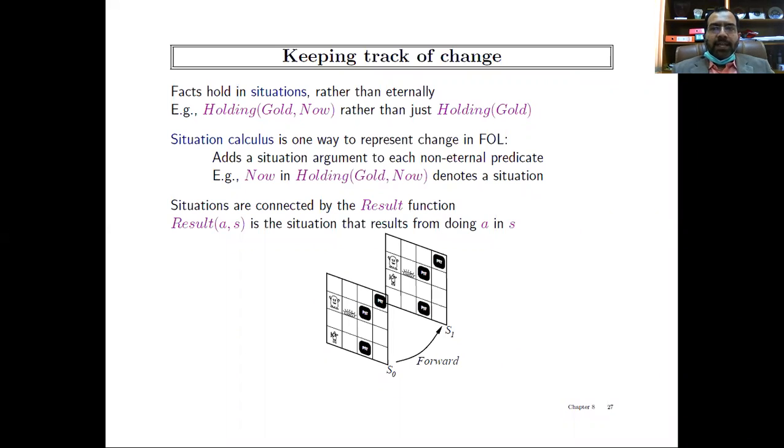Keeping track of change. Whenever we talk about such systems or such problems, there is always a change. Why is there a change? Because the states have been changing. When an agent makes a first move, let's suppose from 1 1 to 1 2, the state is changed. Now let's assume the agent makes a move from 1 2 to 2 2, again the state is changed.